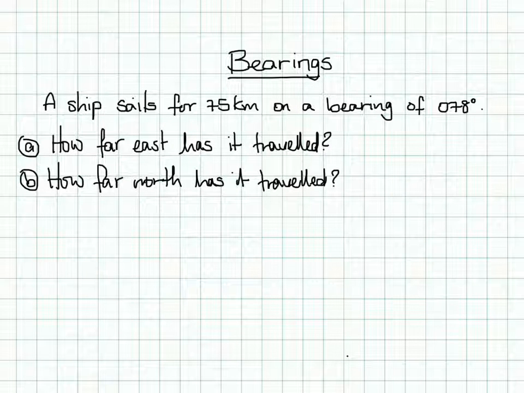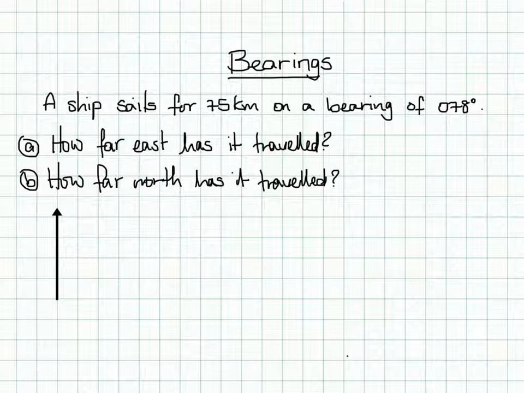Before I attempt to do anything, the first thing I'm going to do is try to draw this bearing. So before I start drawing anything, I need to start with a north line. There is my north line. And then I'm going to try and get this ship to sail on a particular bearing.